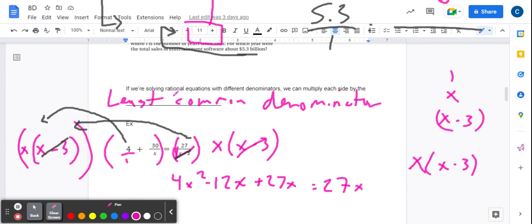Or, I'm sorry, 30 over x. I apologize for that. Long day here. So we've got to distribute the 30 over x to the x times x minus 3. So the x's are going to cancel out. We're going to have 30 times x minus 3, which is going to be 30x minus 90.